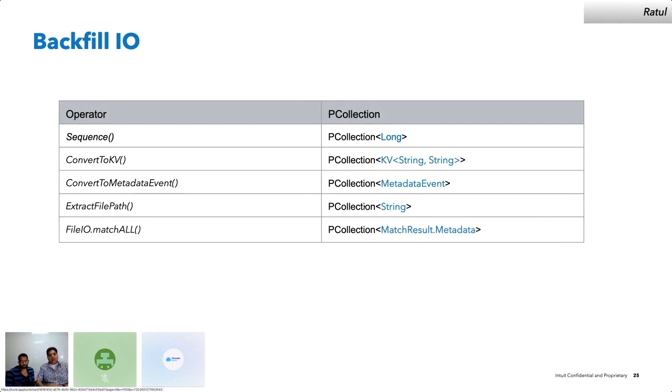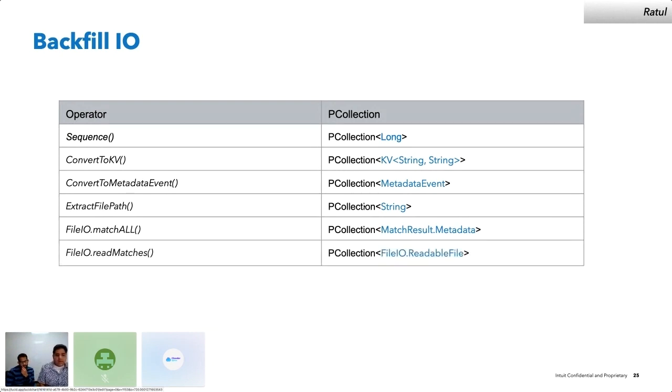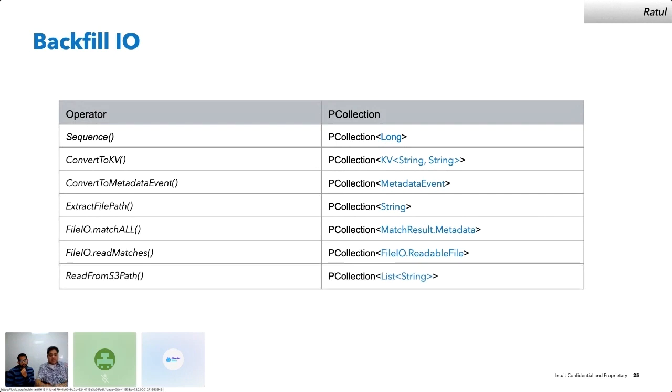The next two operators are from Beam TextIO. If you see FileIO.matchAll, which is returning MatchResult.Metadata, and FileIO.readMatches, which will return the FileIO.ReadableFile. The next method is our custom method, which is read from S3 path. Our archive data is in snappy format stored in S3. So this read from S3 path takes the FileIO.ReadableFile as input, reads the snappy file, does the decoding, and finally converts to a PCollection of string. In the next slide, we'll deep dive into what is inside read from S3 path.